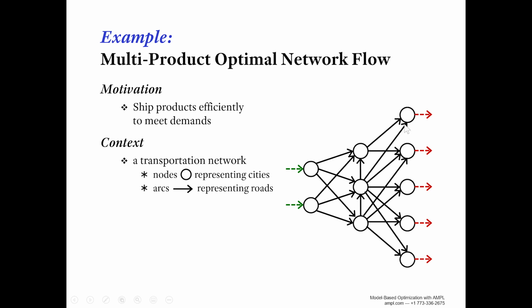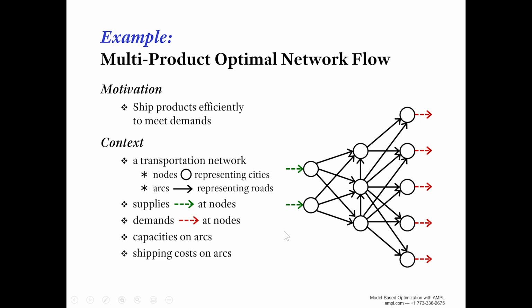Cities are represented by these circles, and the arrows are like roads or transportation routes. So the idea is that you could go from here to here to here, and here to here to here, and so forth. And supplies are represented by green arrows at these nodes coming in, and demands are represented by red arrows going out from those. So we have to take the supplies here and somehow move them around or across these arrows to meet the demands.